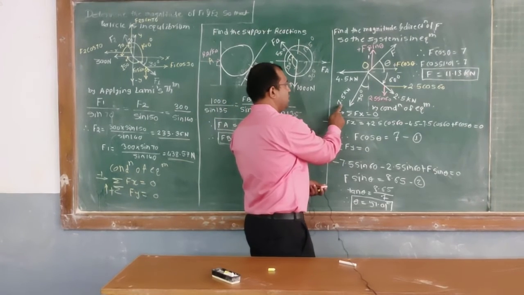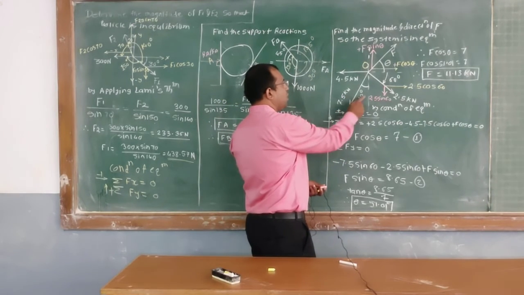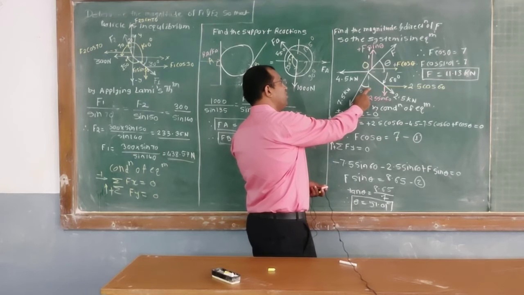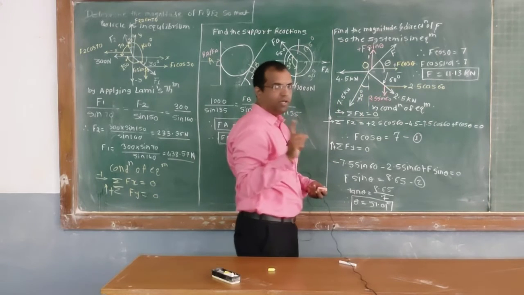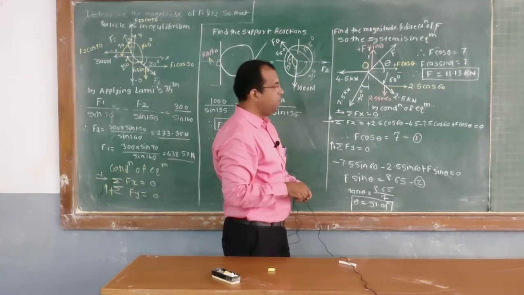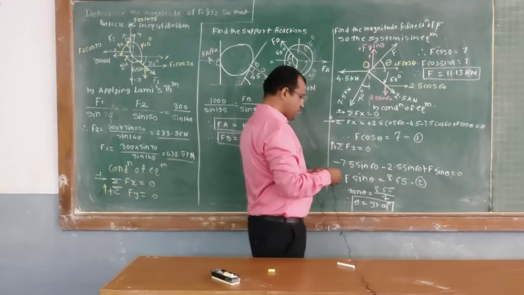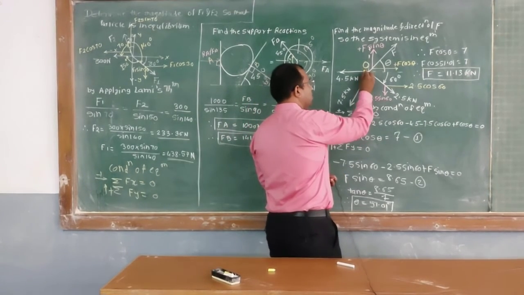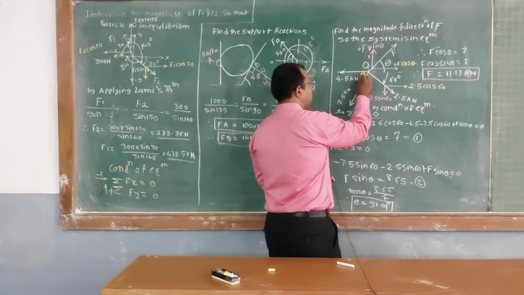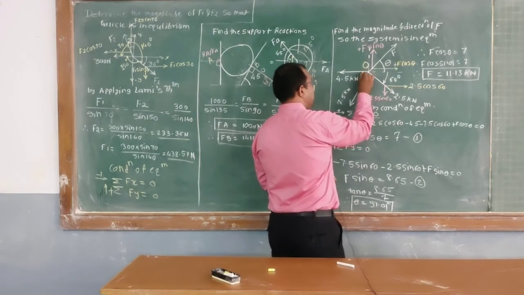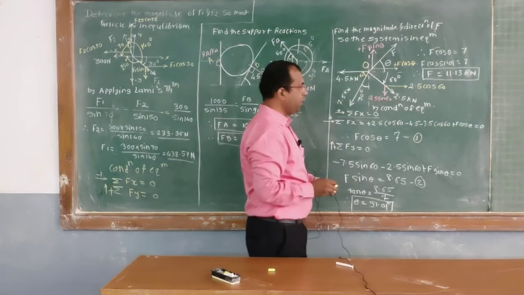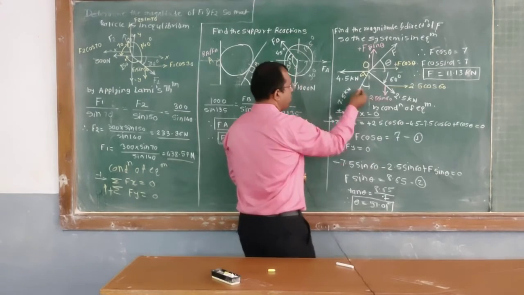Okay, now third, this force 7.5 kilonewton. Here the angle is given with respect to vertical. Okay friends, please take care while resolving this force. First we have to find its angle with respect to horizontal. So 90 minus 30, this angle is 60 degrees. Okay, so we have to resolve this force into its two components.